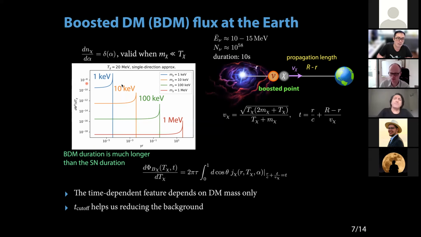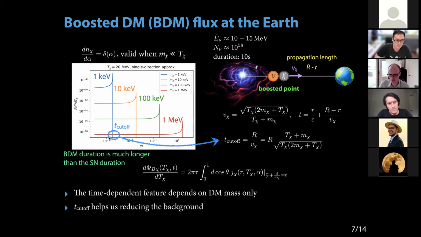And of course, if dark matter is lighter, then the velocity will be larger, and it will arrive at Earth earlier compared to other heavy dark matter masses. And you can see that there's a cutoff for each BDM flux. The cutoff time indicates the dark matter came from the explosion site. So one cannot find any dark matter coming from a place farther than this distance. This cutoff time also depends uniquely on the dark matter mass.